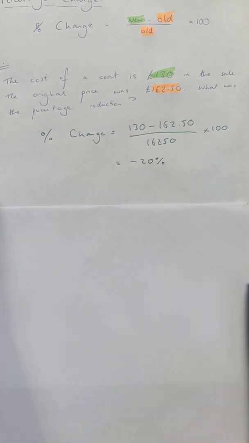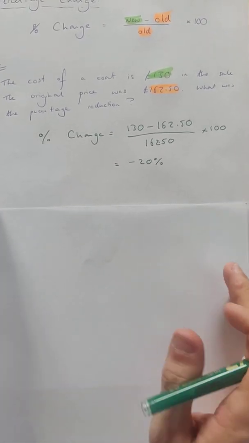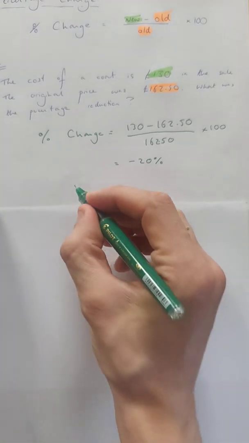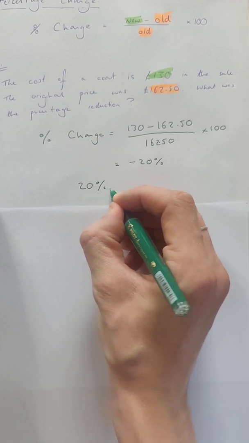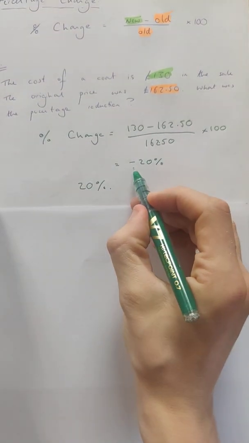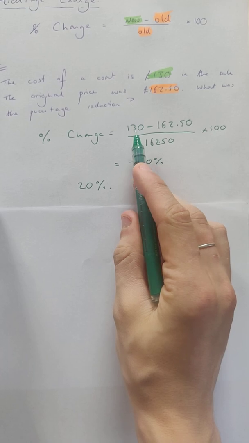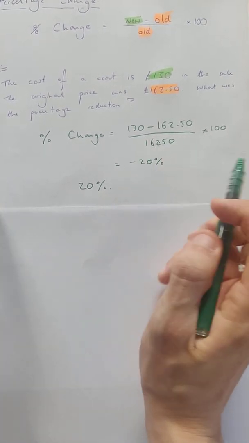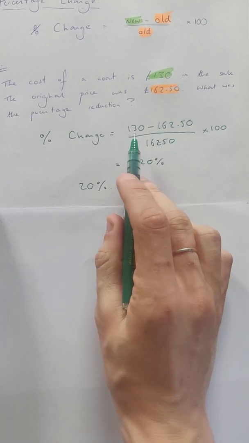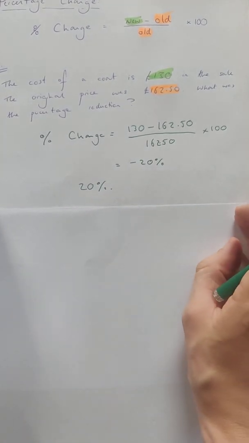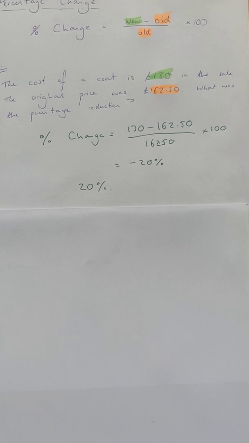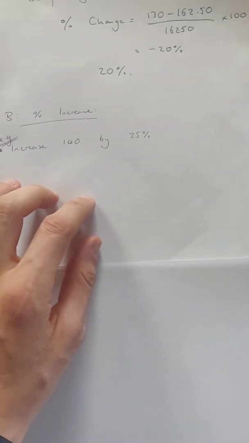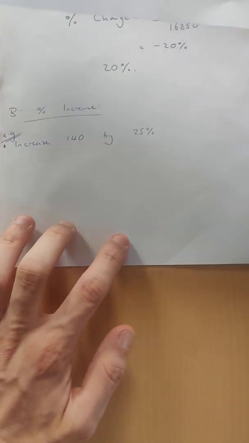Now, negative 20%. It depends a little bit on how the question's asked. This one asks for the percentage reduction, so it's just going to be 20%. The negative is telling us that it's gone down from the old to the new. If this was 20%, it would mean that it had gone up. So we should get the negative here because we know it's gone down. So that's percentage change.